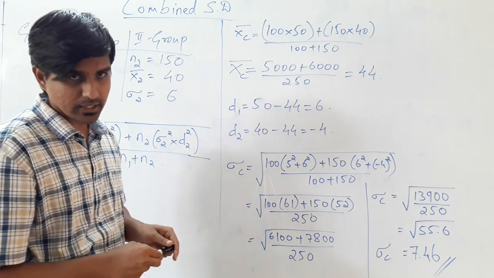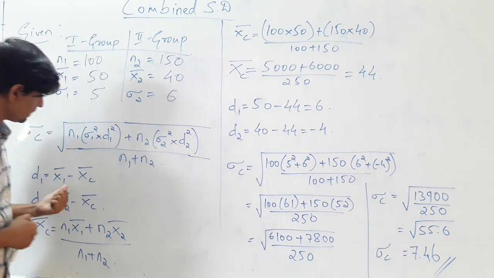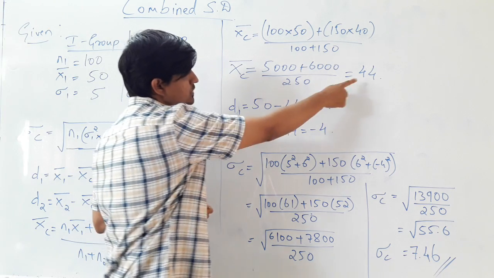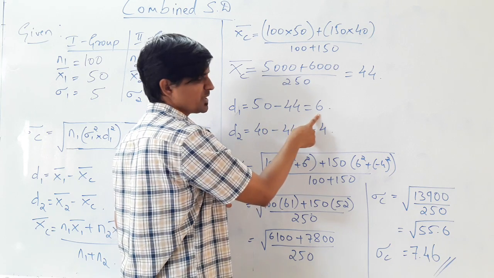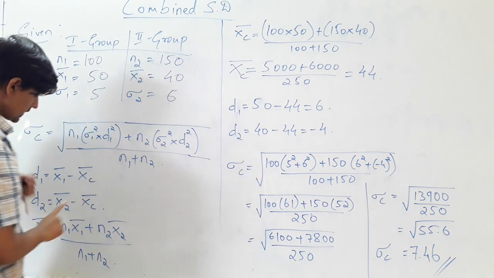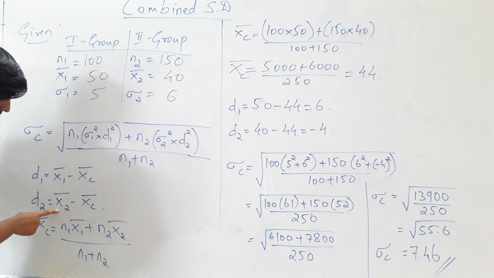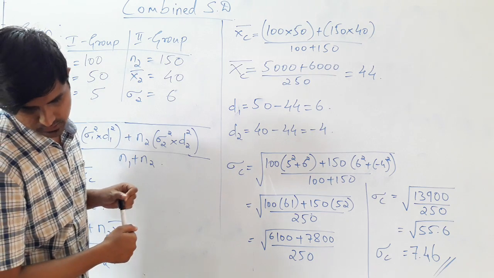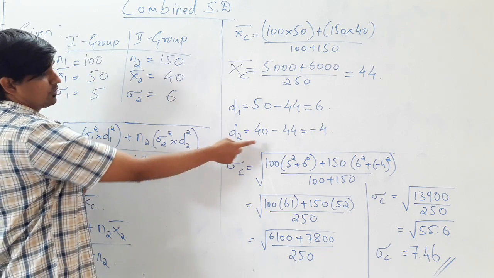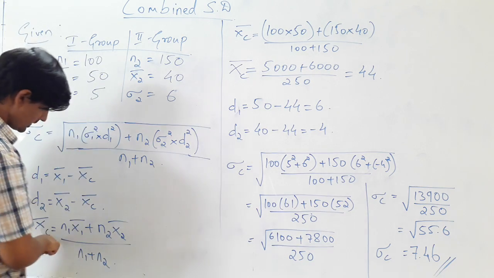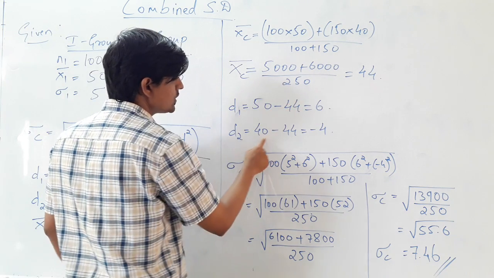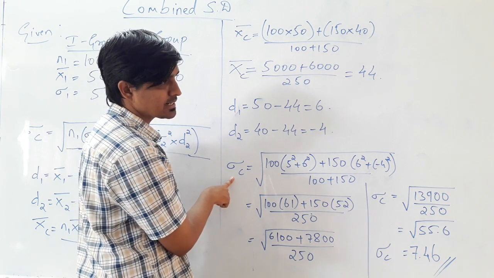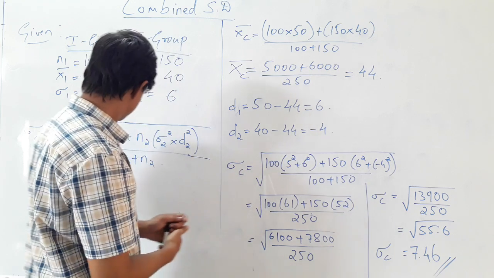Now we have to find d1. d1 is equal to x1 bar minus xc bar. x1 bar is 50, xc bar is 44. So 50 minus 44 is 6. For d2, x2 bar minus xc bar. x2 bar is 40 and xc bar is 44, which you have calculated here. So 40 minus 44 is minus 4.